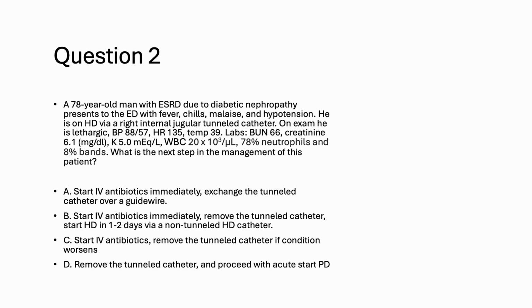B. Start intravenous antibiotics immediately. Remove the tunneled catheter. Start hemodialysis after a day or 2 via a non-tunneled dialysis catheter. C. Start intravenous antibiotics, remove the tunneled catheter only if the condition worsens. So you wait a day or 2. If the patient worsens, then you remove the catheter. D. Remove the tunneled catheter and proceed with acute start peritoneal dialysis. So think about these different options, and the answer will be on the next slide. So you can pause here if you like.